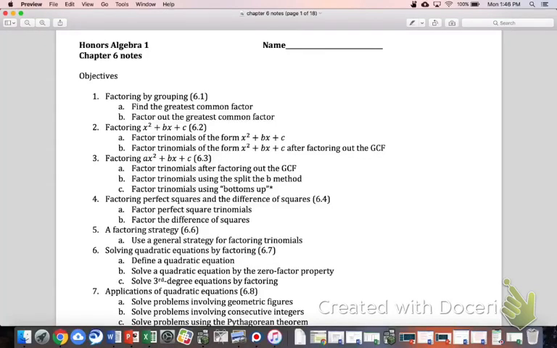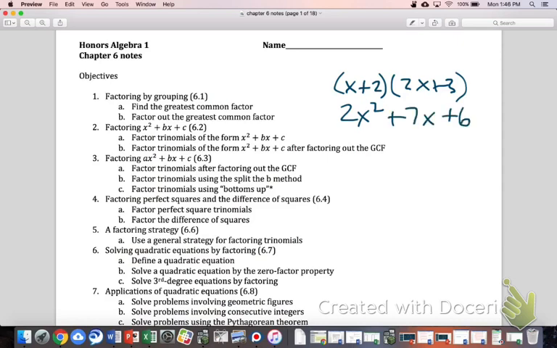Like this, where we did x plus 2 times 2x plus 3. And what did we do with stuff like that? FOIL. Thank you, Sam. Didn't we FOIL that? It's a binomial times a binomial. Okay. So in chapter 5, we came up with 2x squared plus 7x plus 6, right? And that was good, right? So if you did that on a quiz or a test, then hey, full credit, we're all happy.